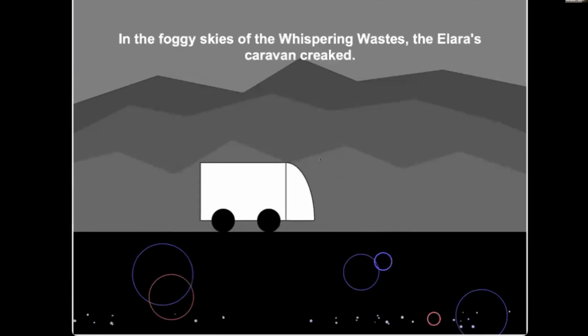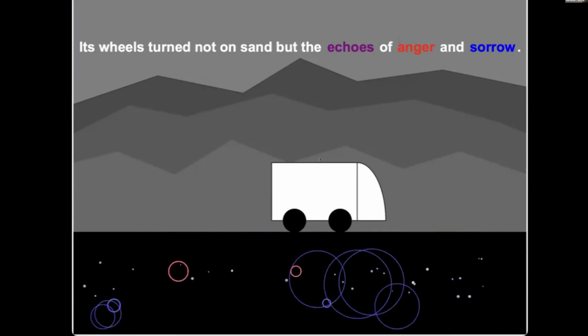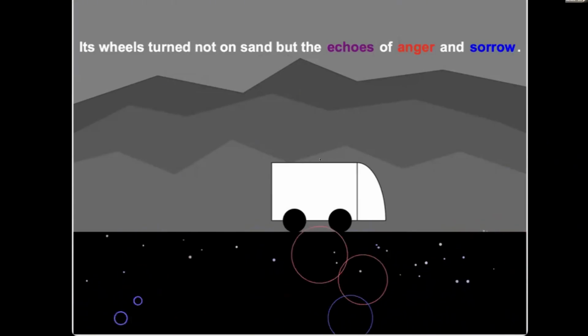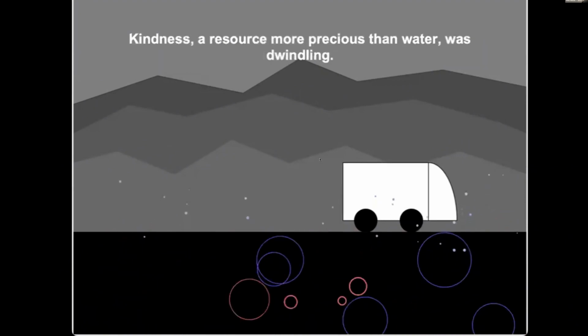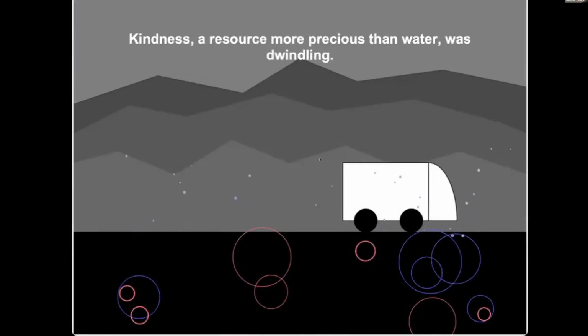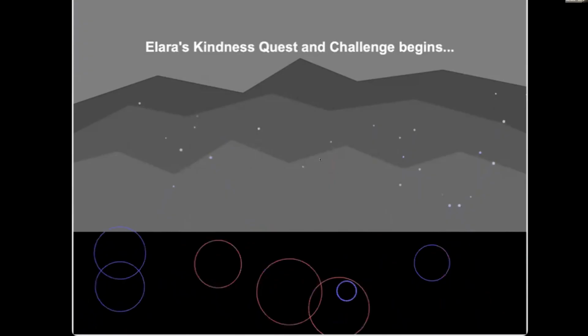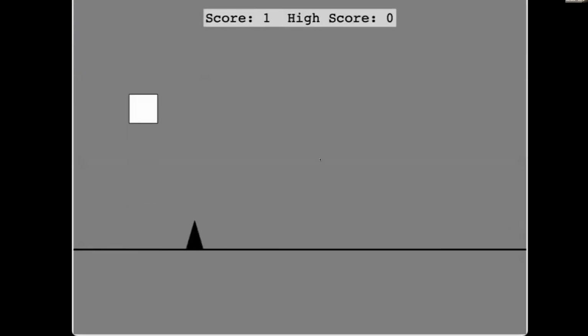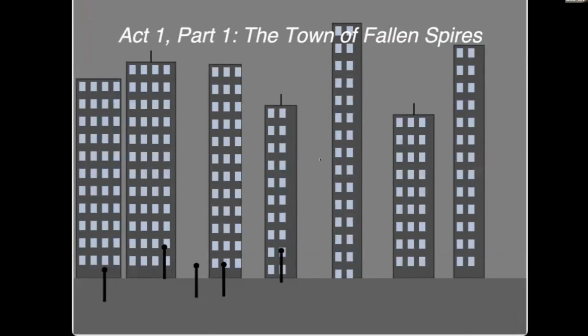So this is the animation. Over here, there is text on the top which tells the story, and then there are the echoes of anger and sorrow portrayed on the bottom, and the dust particles are the fleeting kindness particles. There is supposed to be music, but I don't think I could hear it right now. So here we face obstacles, right? And if you get a game over, then you have to restart. But there is a catch: once your score reaches 3, you can press the right key to advance to the next part of the animation.